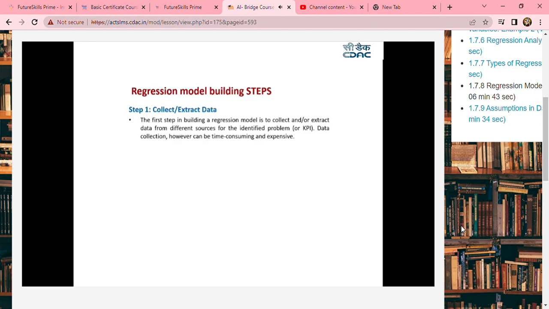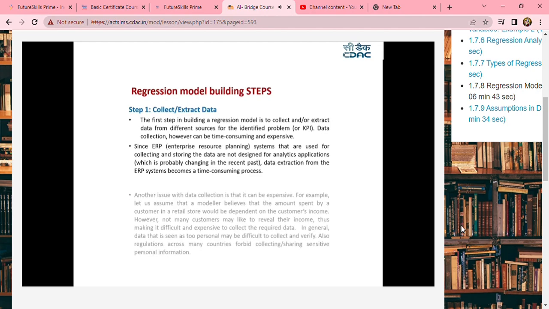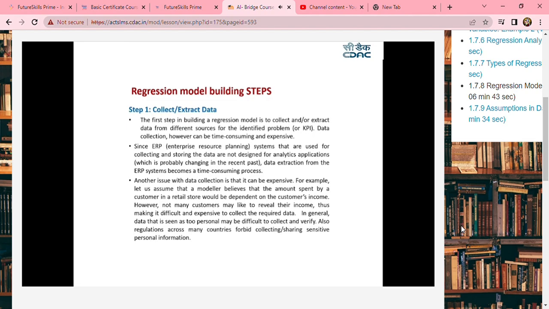Sometimes this data collection might be time consuming or expensive. There might be some ERP systems existing within the companies to collect and store the data, so those systems enable the data extraction process. Another example is that data collection can be expensive because you might spend time capturing the data through observational studies. So hence it can be expensive too.